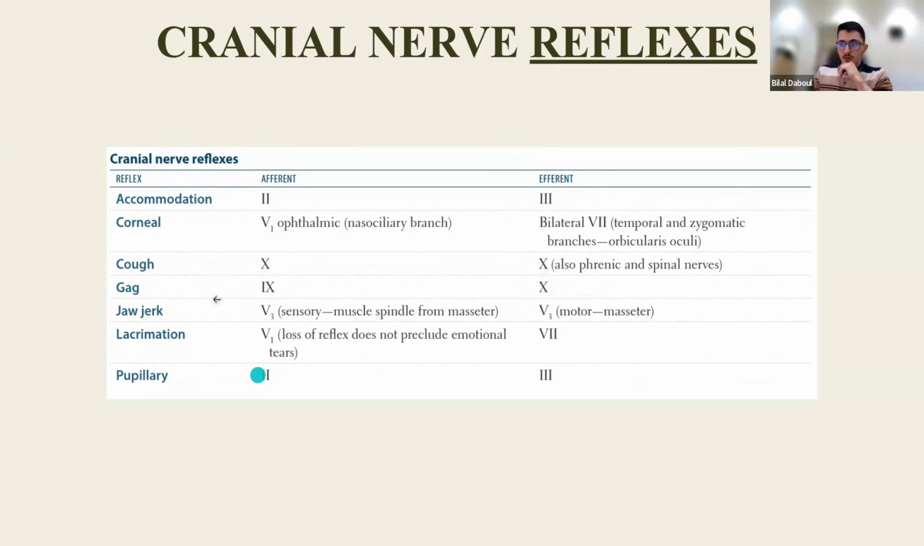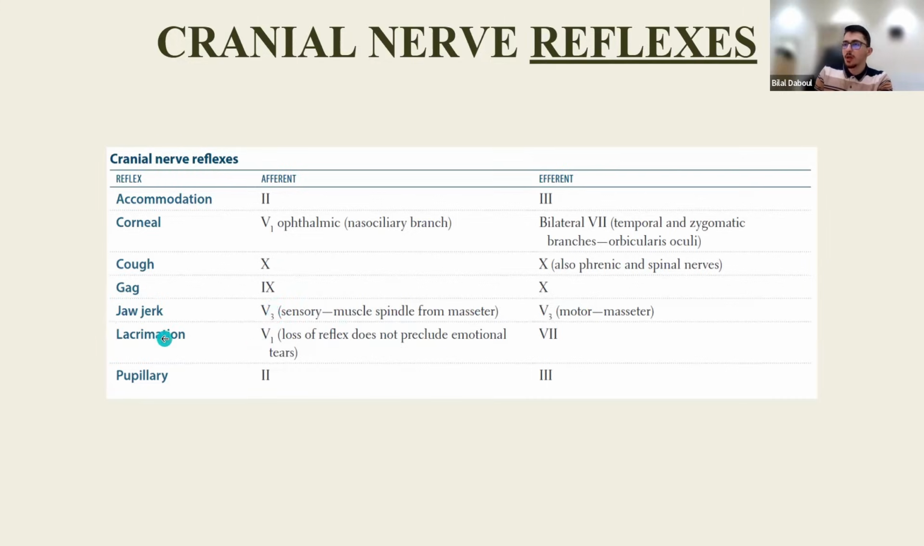Okay. For the jaw-jerk reflex, it's purely a trigeminal reflex. Both afferent and efferent limbs are through V3 or the mandibular nerve. Again, sensitive to this portion, you would essentially put your thumb here and you would hit this with a hammer, and you would have reflex contraction. Again, so that's the idea. Both afferent and efferent limbs through the third division of the trigeminal nerve, namely the mandibular nerve.